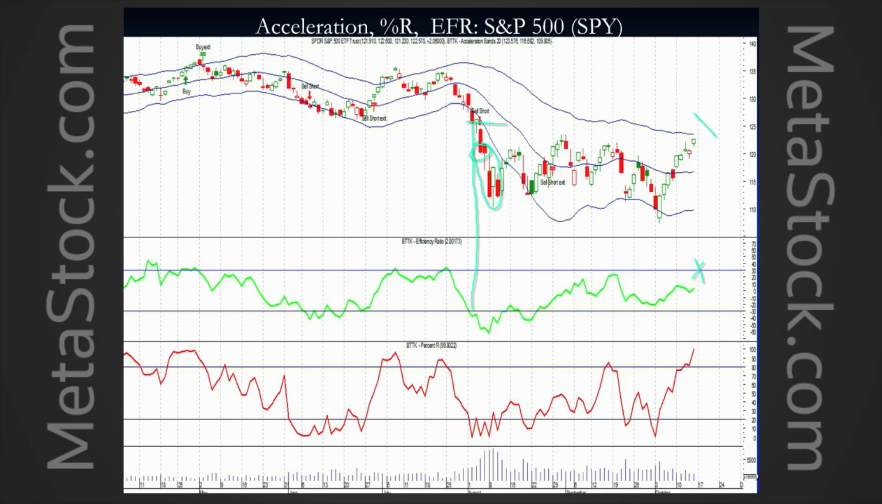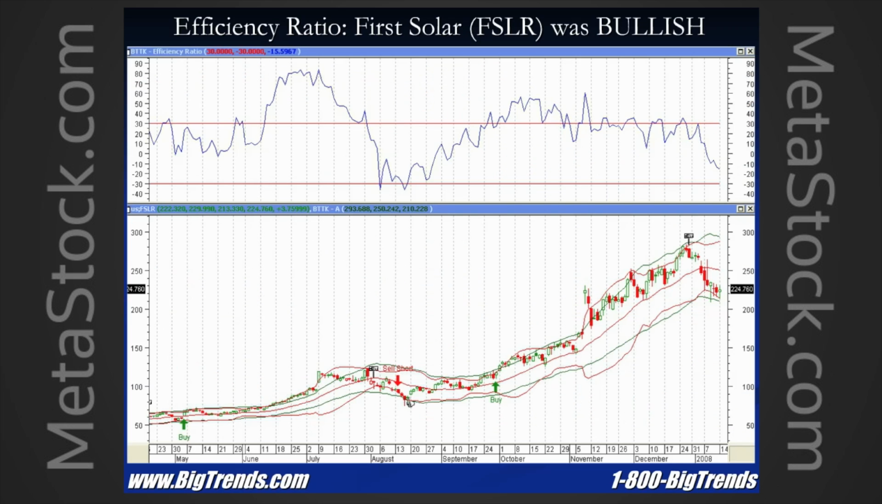We weren't quite there yet on the acceleration bands. Those later came around a little bit, but it took a little bit of time. So this is part of what we'll teach you in the Big Trends course. Now, you go back and look at some of the big moves, the really strong efficient trends.